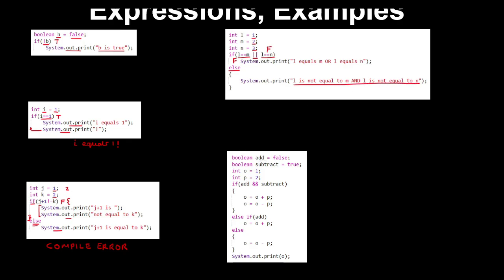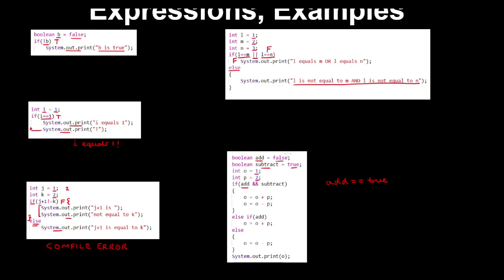Now in the next example, we declare a Boolean add to be false and a Boolean subtract to be true, and two integers O and P. And here we have multi-way selection using if, else if, and else statements. And first we check if add is true. So we don't have to write out explicitly if add is equal to true, because this means the same thing.